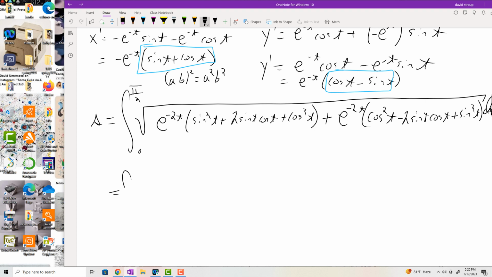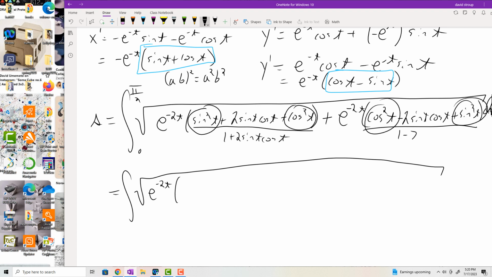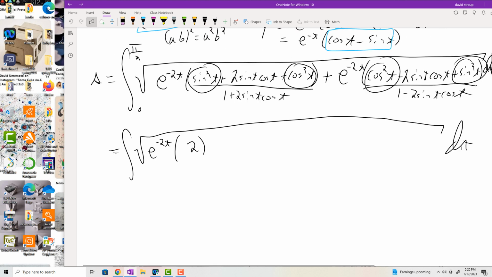And then you can factor out the e to the negative 2t from both terms, and you get e to the negative 2t times, all right, this junk and this junk. This plus this is equal to 1, right? So I'm going to have 1 plus 2 sine t cosine t. And then again, this plus this is equal to 1. So I'll have 1 minus 2 sine t cosine t. And then lo and behold, when I add those two together, I'll just have 2. Punchline, right?